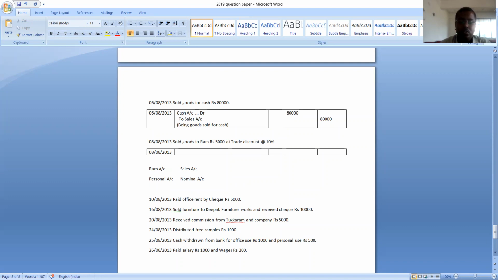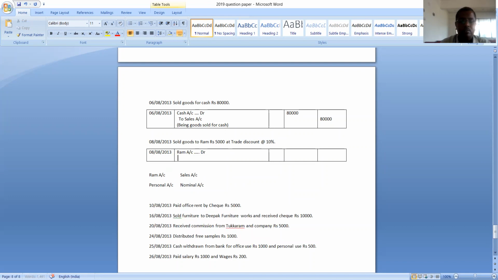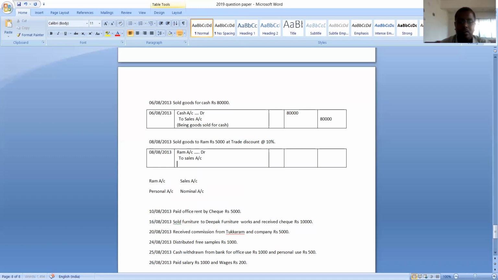What is the rule of personal account? Debit the receiver. Here, sold goods to Ram means Ram is the receiver. So Ram's account should be debited. Then which account should be credited? To sales account. Why should the sales account be credited? Because sales are income to the business. Discount account will not come here because trade discount is not accountable. Only cash discount is accountable.